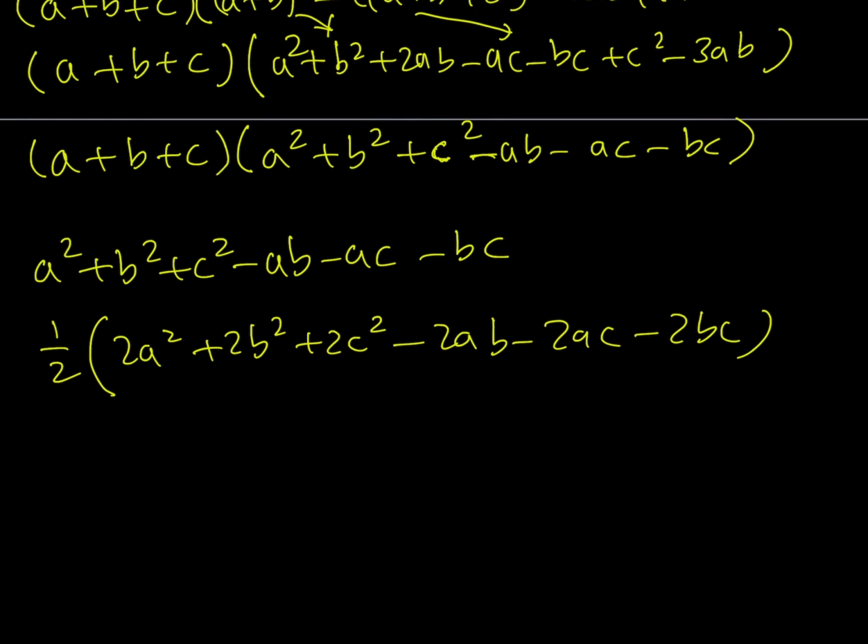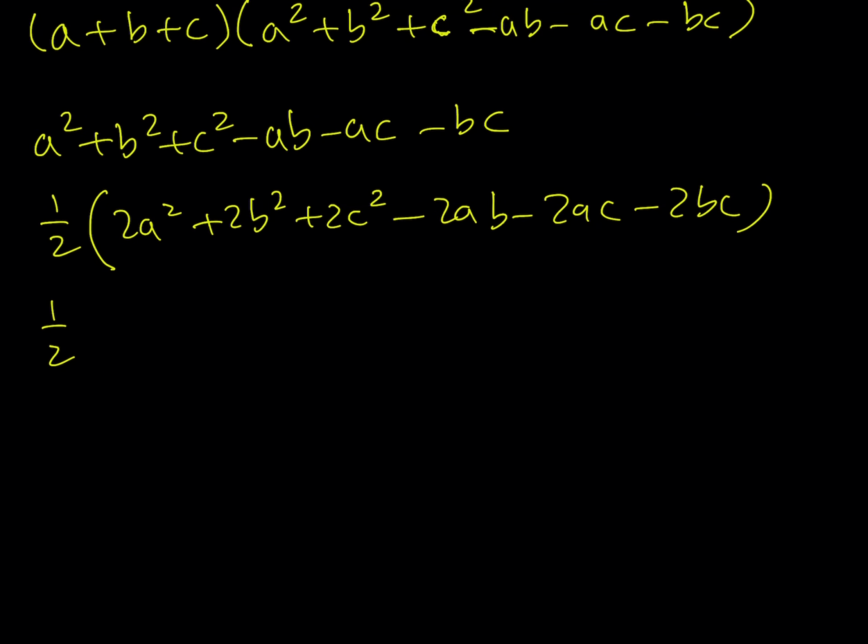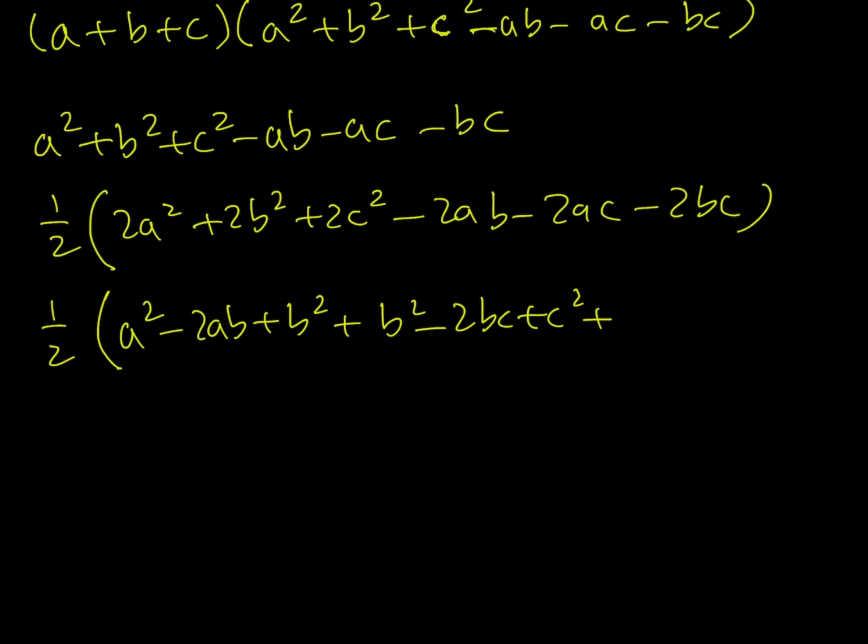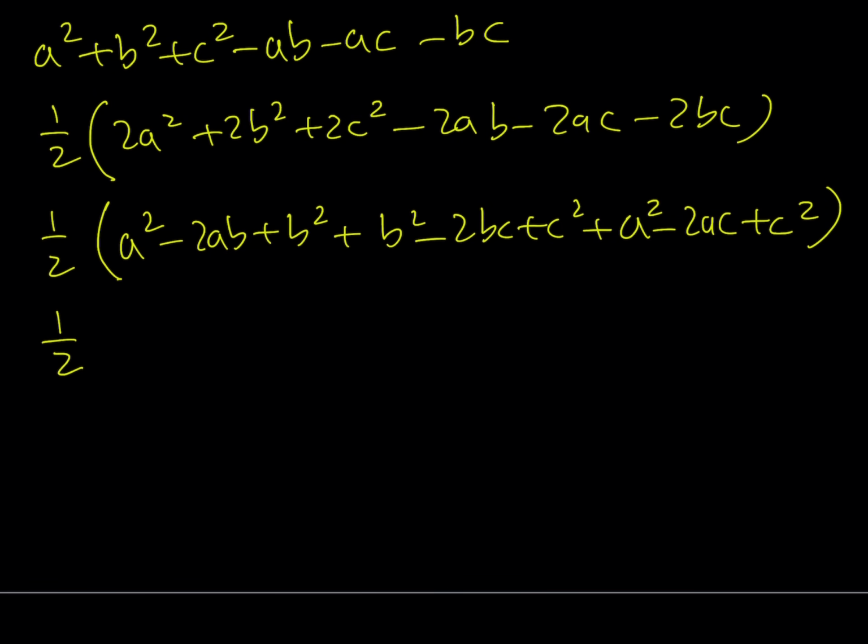So this is equivalent to our expression. Now 1/2 is needed because I needed the 2's inside. Now I can separate these into pieces. I can write A squared minus 2AB plus B squared, and then I can write B squared minus 2BC plus C squared, and then I can write A squared, because I do have an extra A squared, minus 2AC plus C squared. Now notice that I have A squared plus B squared plus C squared twice, and then I have the AB, BC, and AC twice being subtracted from the whole thing. So they're equivalent.